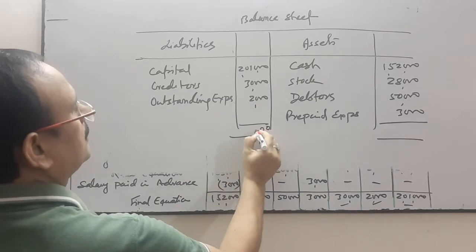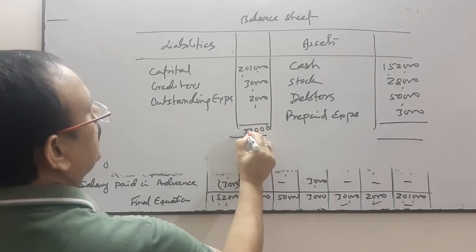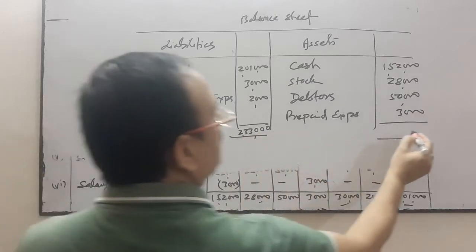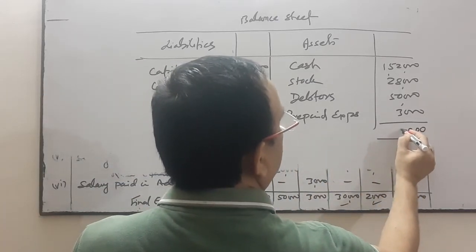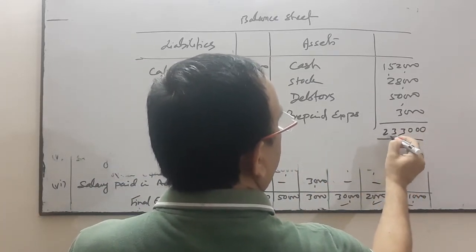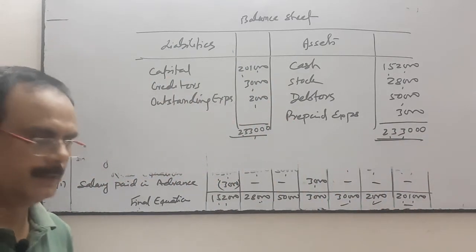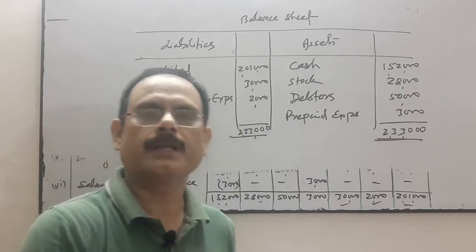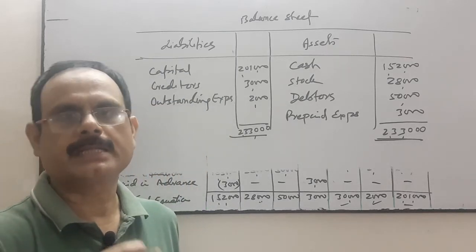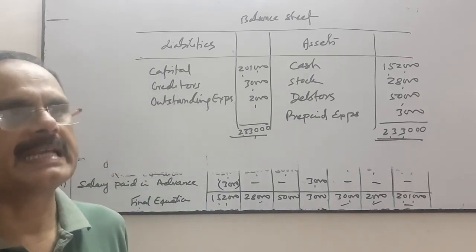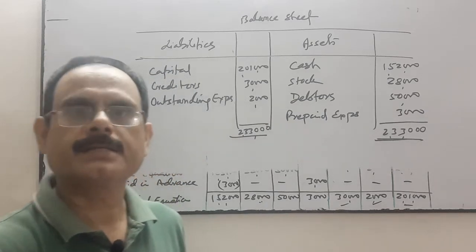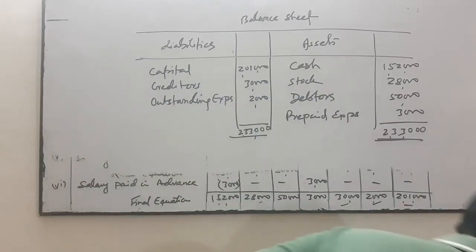This side is your 2,33,000, and this side is also 2,33,000. So both sides of the balance sheet must be equal. So the effect is always equal. Capital plus liability is equal to assets, or you can say assets is equal to capital plus liability.